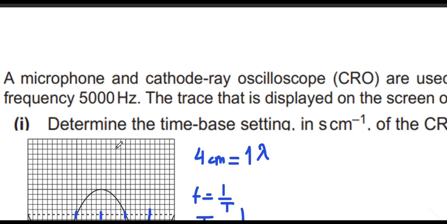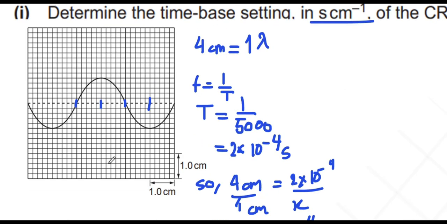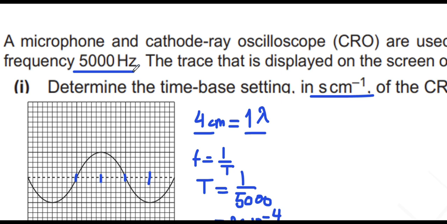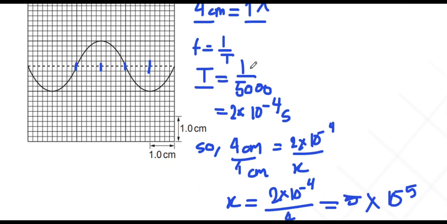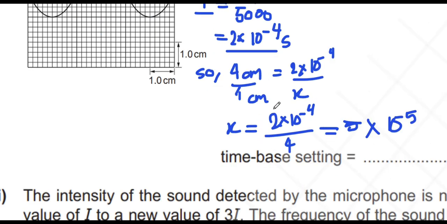The next question is about the time-base setting. They want the time-base setting in seconds per centimeter. A CRO trace is given, and if you notice it carefully, to complete one wave, it takes about 4 centimeters. So 4 centimeters is 1 lambda. A frequency was given, about 5000 hertz. So we can find out the time period, where 1 by 5000 would be 2 times 10 to the power negative 4 seconds. So 2 times 10 to the power negative 4 seconds is taken for one wave, or it is equivalent to 4 centimeters. Then what would be 1 centimeter? Using the unitary method, 1 centimeter would be 5 times 10 to the power negative 5. So this is your answer.